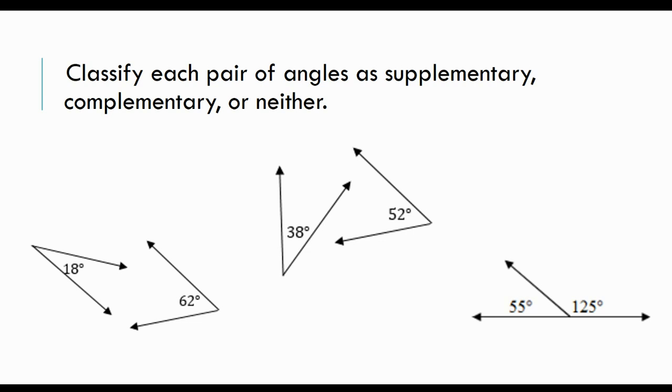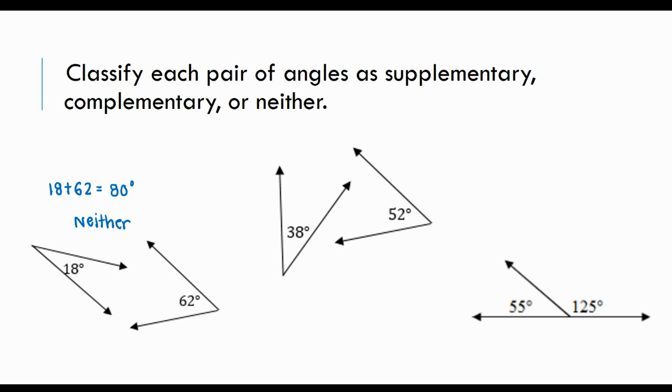All right, so we're going to classify each pair of angles as either supplementary, complementary, or neither. If I'm looking at the diagram on the far left, we've got one angle that's 18 degrees, one angle that's 62 degrees. Let's add those two together and see what number we get. If I add 18 and 62 together, notice that we end up with an 80-degree angle. Because those two add up to 80, this case would be a neither type situation. It's not complementary and it's not supplementary, so it's neither.